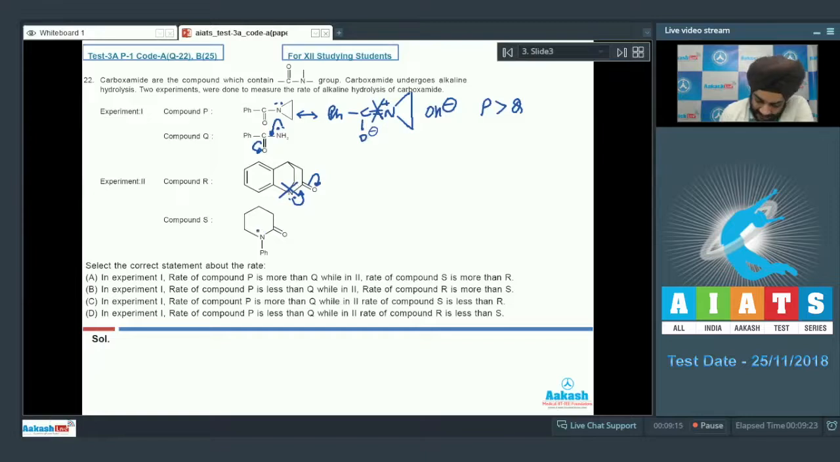While no such thing is happening in the compound S, where the lone pairs of nitrogen can easily be conjugated with the carbonyl group and thus reduce the electrophilic nature of this carbonyl carbon. So due to resonance, the compound S will undergo alkaline hydrolysis at a relatively lesser rate than compound R. So this was the ease of hydrolysis of these compounds. P is more readily hydrolyzed than Q, whereas R is more readily hydrolyzed than S. So looking at the options, the correct statement is given in option C.